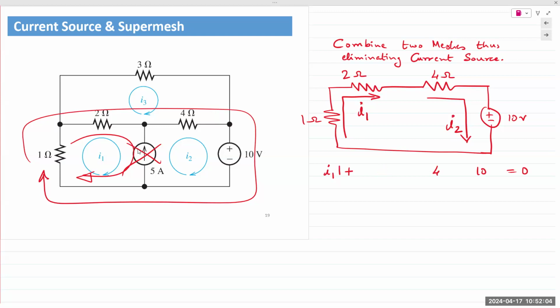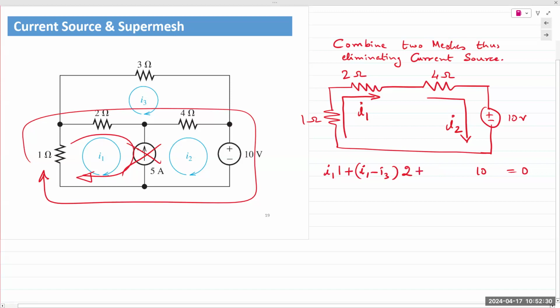So it would be I1 minus I3 because it is in a shared branch. I intentionally didn't write it out at first because we do have a shared branch, right? The 2 ohm resistor and the 4 ohm resistor are both in a shared branch. And so it'd be I1 minus I3.